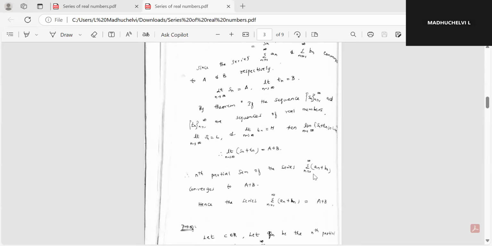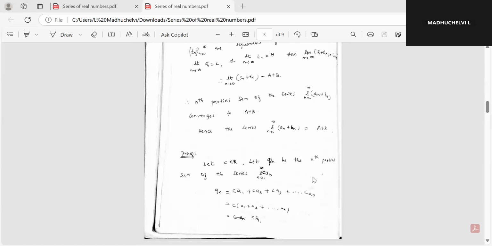Since the series summation a_n and summation b_n converge to A and B respectively, limit n tends to infinity s_n equal to A and limit n tends to infinity t_n equal to B. By the theorem, if the sequences s_n and t_n are sequences of real numbers and limit n tends to infinity s_n equal to L and limit n tends to infinity t_n equal to M, then limit n tends to infinity (s_n plus t_n) equal to L plus M. So by using the theorem, limit n tends to infinity (s_n plus t_n) equal to A plus B. That is, the nth partial sum of the series summation (a_n plus b_n) converges to A plus B.